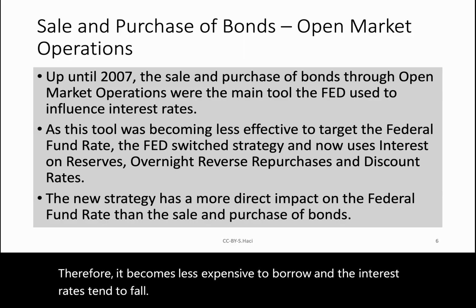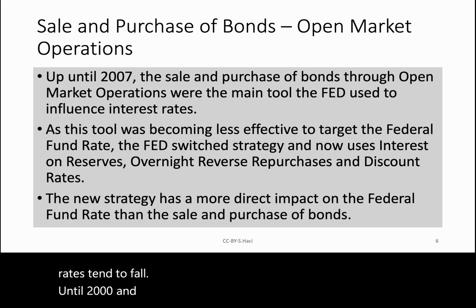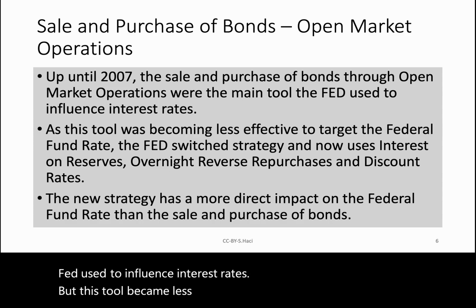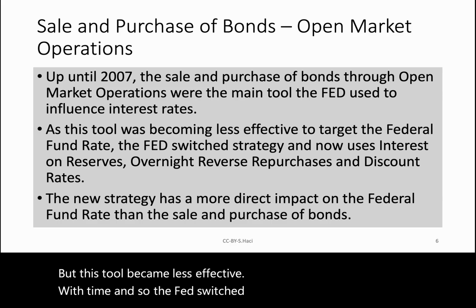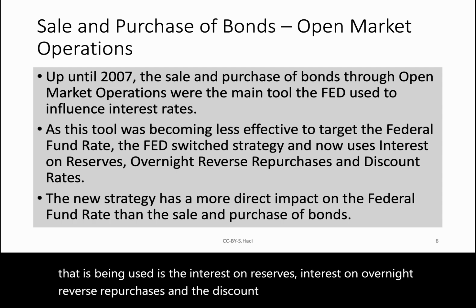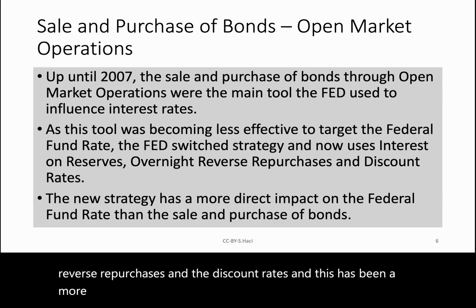Until 2007, these open market operations were the main tool the Fed used to influence interest rates. But this tool became less effective with time, and so the Fed switched strategy, and now the main tools being used are the interest on reserves, interest on overnight reverse repurchases, and the discount rate. And this has been a more impactful and more direct strategy than the sale and purchase of bonds.